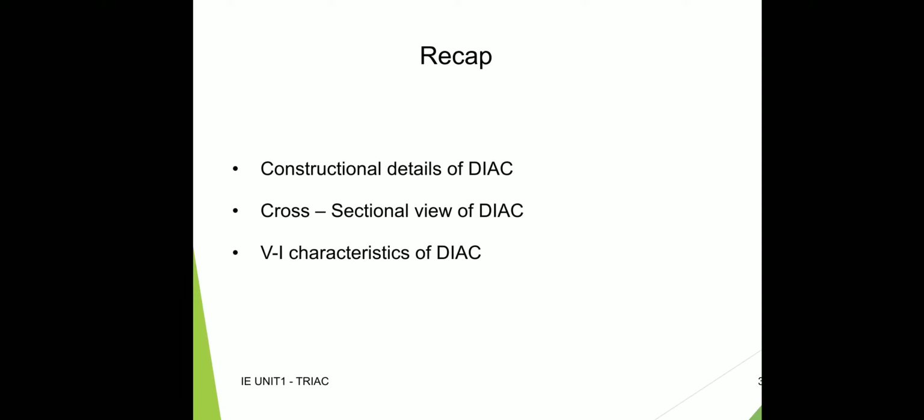In that, I discussed the DIAC. DIAC is also one of the thyristor devices. It has two terminals, anode and cathode, and it is a bidirectional diode. It conducts in both directions. The cross-sectional view we have also seen. It has PN and PN layers and junctions. With the VI characteristics of the DIAC, it can conduct in both ways, bidirectional.